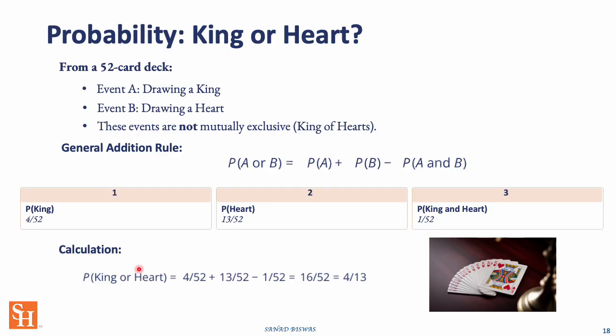So the final probability that if you randomly draw a card, it will be king or heart is this probability plus this one minus this probability, right? So finally that gives us 4 over 13. So if you randomly pick a card, it will be a king or a heart, or both, with probability 4 over 13.